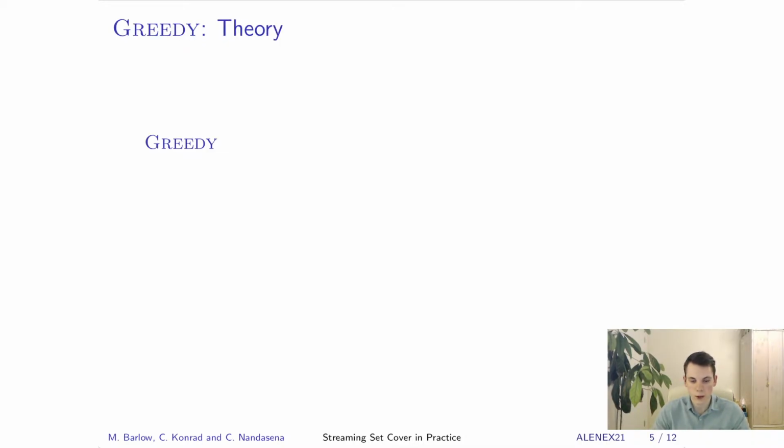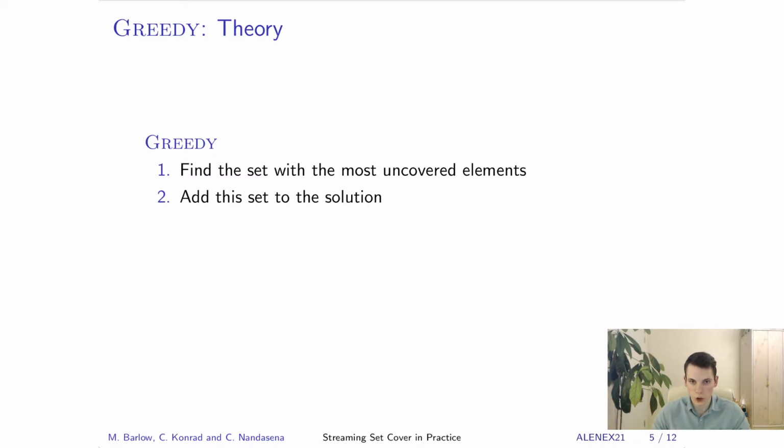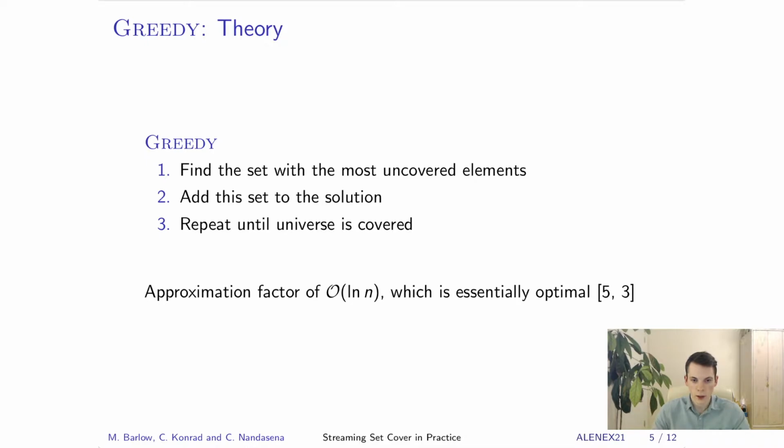So the best known algorithm for set cover is the greedy algorithm, and it's very simple. We start by picking the set with the most uncovered elements, adding it to the solution, and then repeating until the universe is covered. So this algorithm has an approximation factor of big O of ln n, which is essentially optimal. In fact, we can't get below that, or it's NP-hard to get below that.